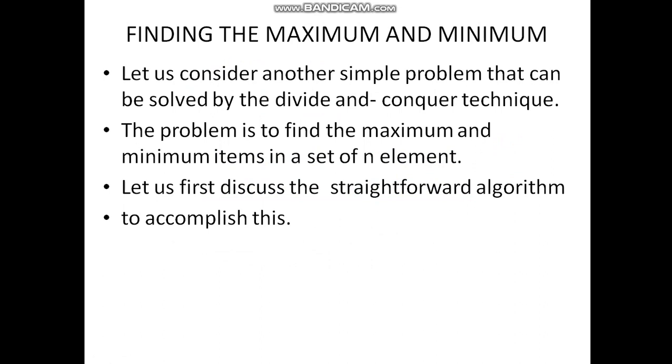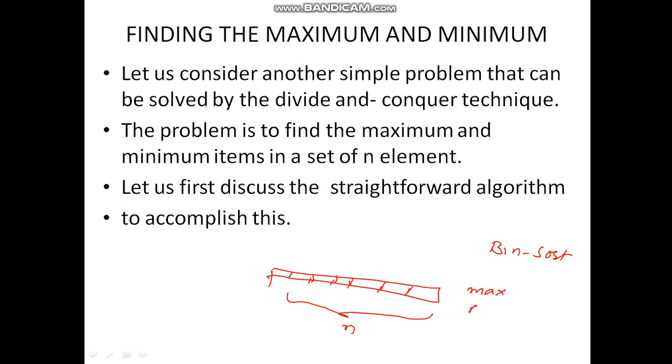The problem definition here is, I am given an array, let us say of size n, and in this array there are different values stored. The array can be sorted or unsorted. As in the case of binary search we require a sorted array, but here the array can be either sorted or unsorted. It does not matter. The only thing is that we are given an array of size n, and from this n-sized array we want to find out which is the maximum value and which is the minimum value.